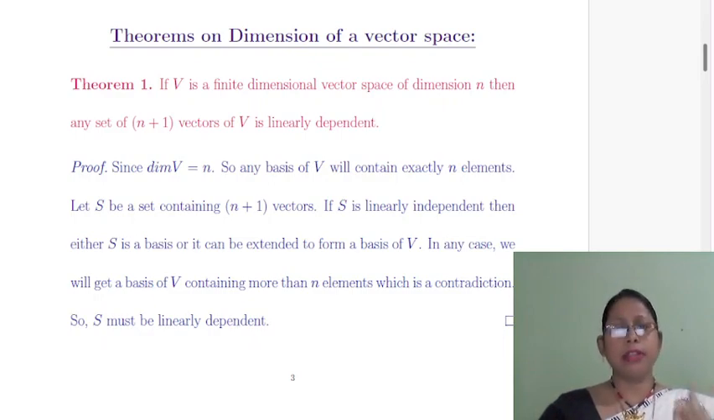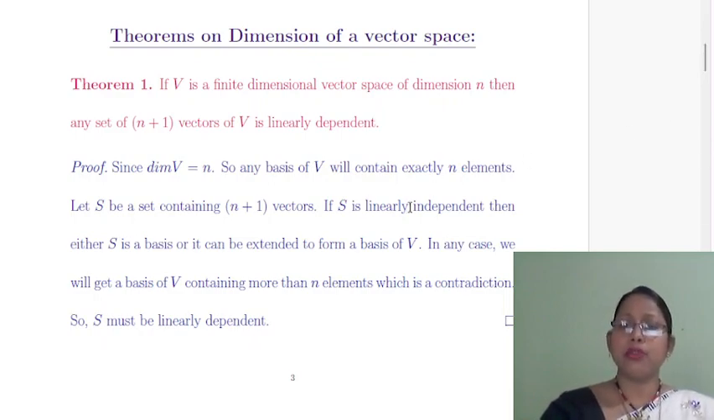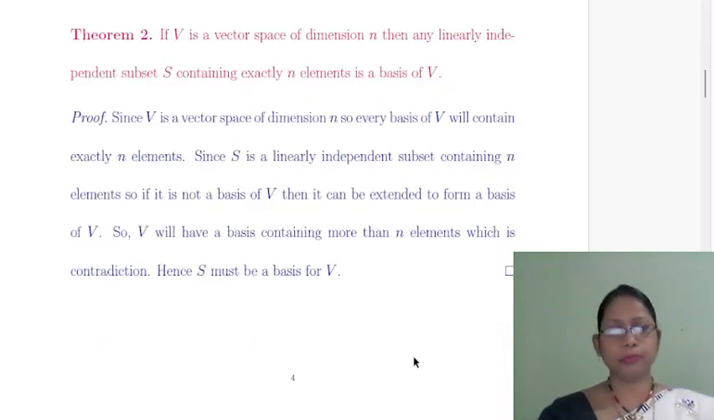If S is linearly independent, then either S itself is a basis or it can be extended to form a basis of V by using the extension theorem. In any case, we are getting a basis of V containing more than n elements, which is a contradiction, and this contradiction arises because we have considered S to be a linearly independent subset of V. Therefore, S must be linearly dependent.